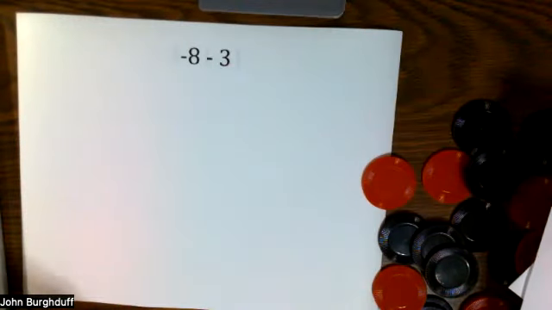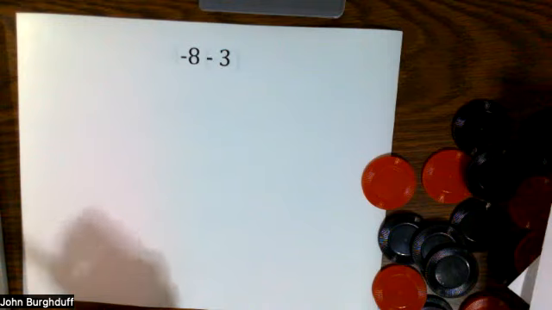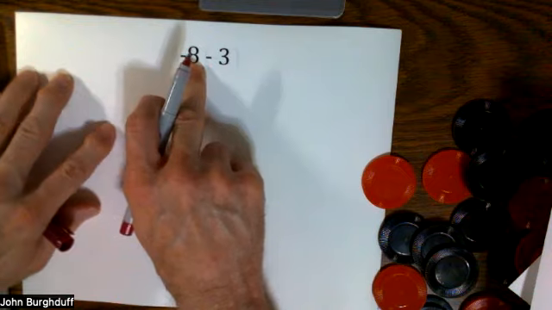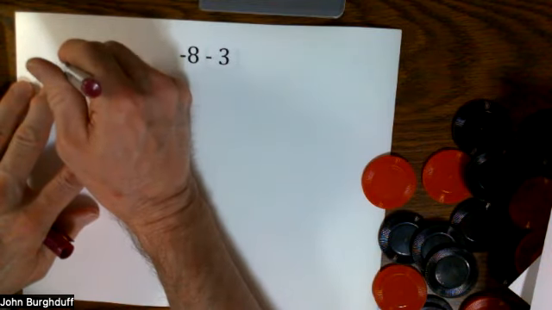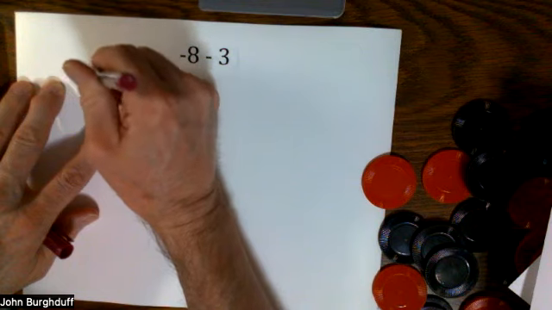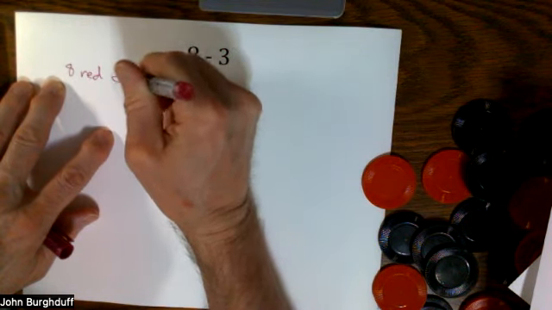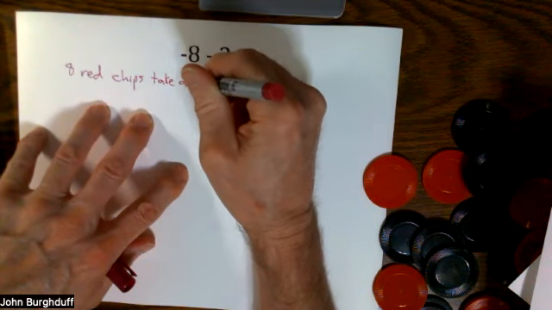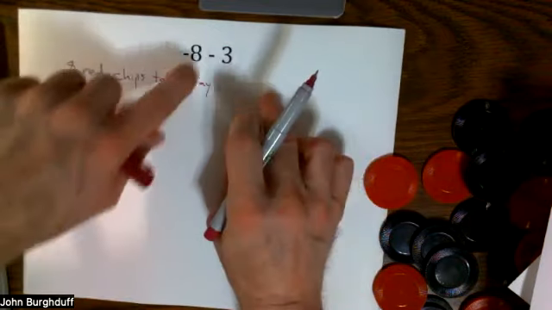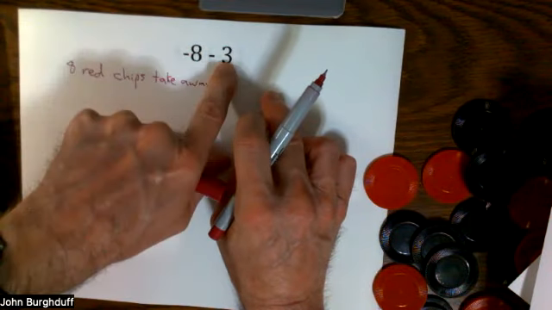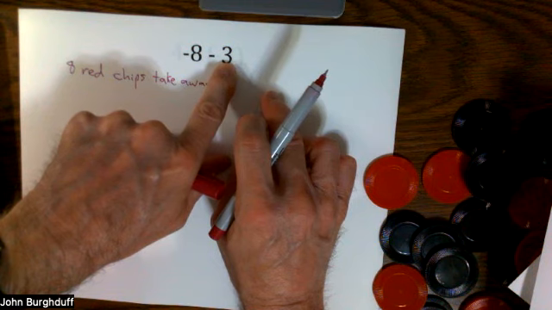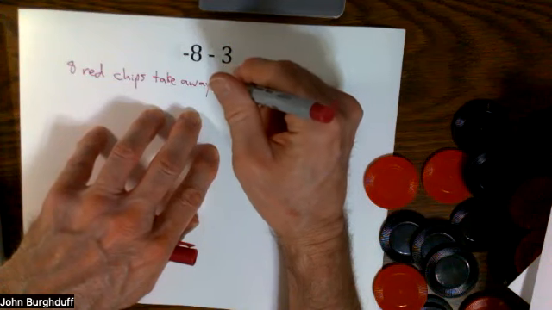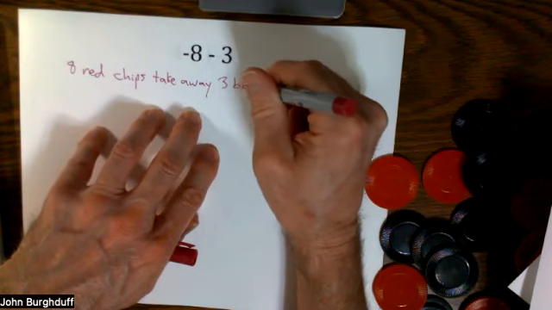Let's do another one. This looks a little bit different, but let's again focus on what this is actually telling us to do. We're starting with a -8. -8 is red, so we have 8 red chips. We're subtracting, so we take away. What do we take away? Whatever follows the subtraction sign. We're taking away a 3. Now, a 3 would be a positive number. That represents black chips. So 8 red chips take away 3 black chips.